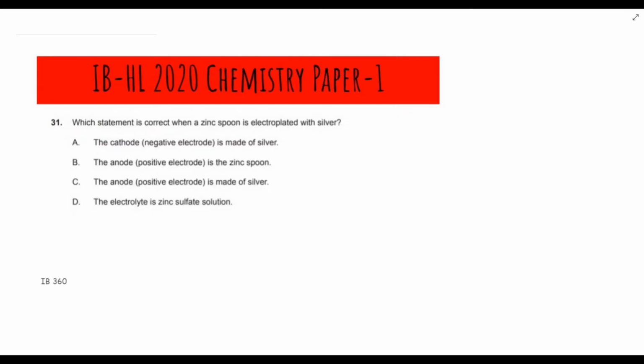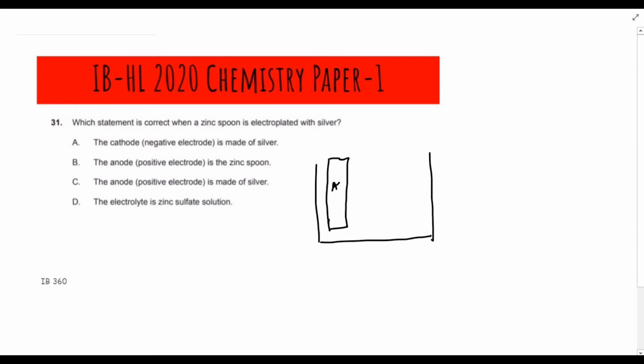Now for question 31: which statement is correct when the zinc spoon is electroplated with silver? Now in the process of electroplating, you would have two electrodes. One electrode will have a pure block of silver, and the second electrode will be the spoon. Again, this will be connected by a battery, and this is all inside an electrolyte.